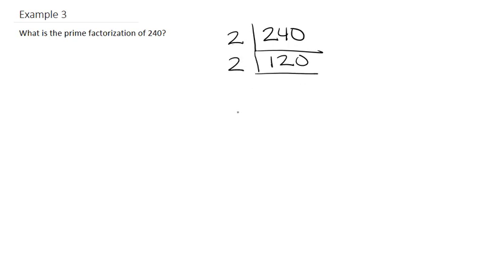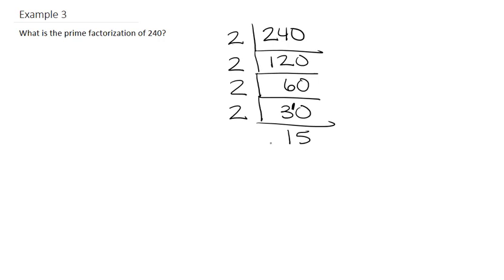Let's divide this by 2 again. 2 goes into 120. So 2 can go into 12 6 times. 2 goes into 0, 0 times. Now 60 divided by 2. 2 goes into 6 3 times. 2 goes into 0, 0 times. Now let's do it again. 30 can be divided by 2. 2 goes into 3 1 time. We're left with the 1. 2 goes into 10 5 times.